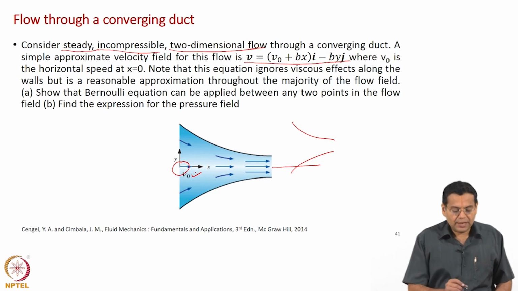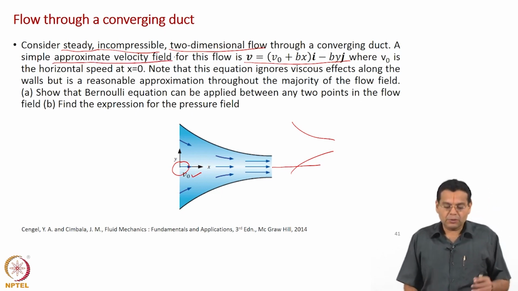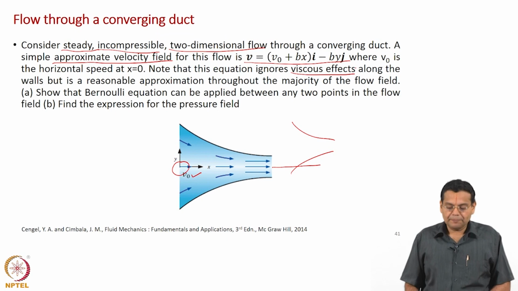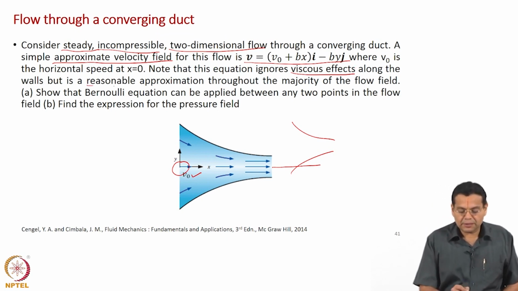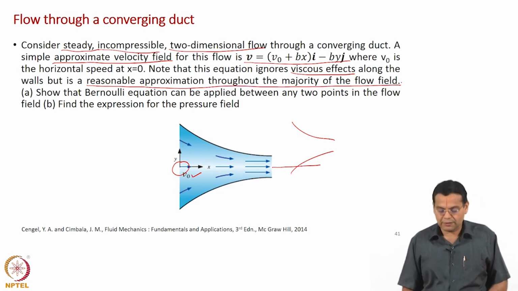Why is this an approximate field? Why does the question say it is an approximate field? Note that this equation ignores viscous effects along the walls, but is a reasonable approximation throughout the majority of the flow field. That is what we have been telling always.